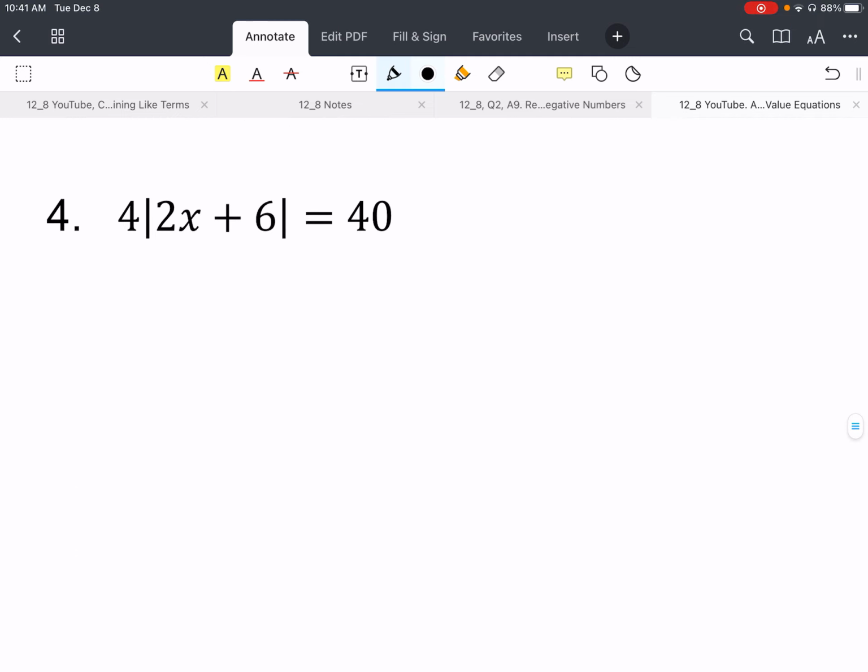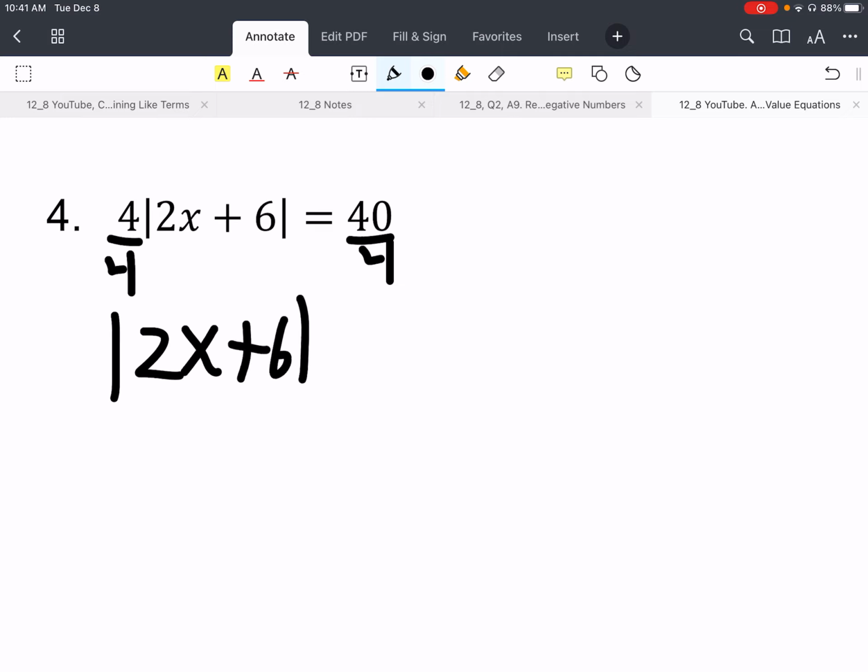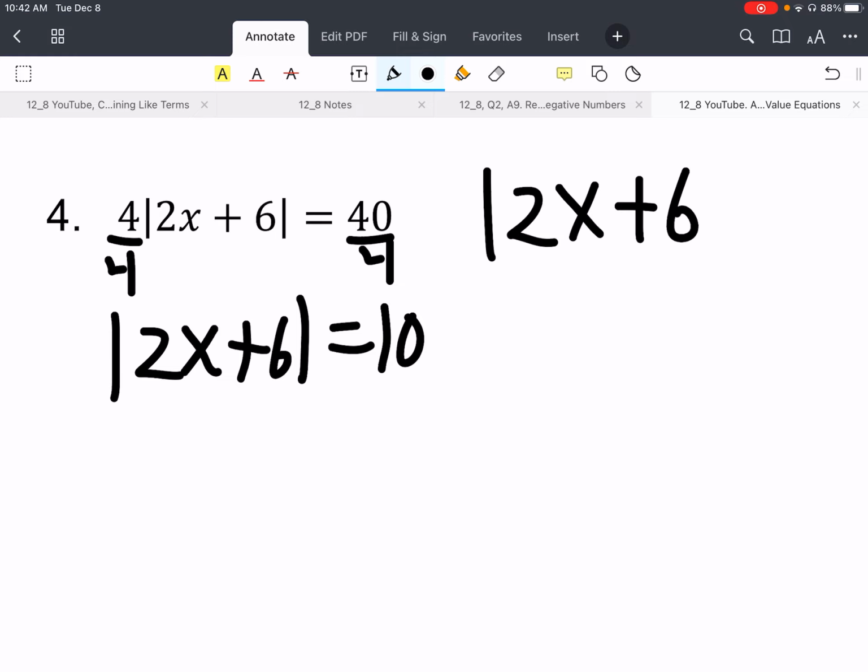Similar idea here. The 4 is being multiplied by the absolute value of 2x plus 6. So we're going to divide both sides by 4. We end up with the absolute value of 2x plus 6 equals 10. And then we can rewrite the negative version as the absolute value of 2x plus 6 equals negative 10.